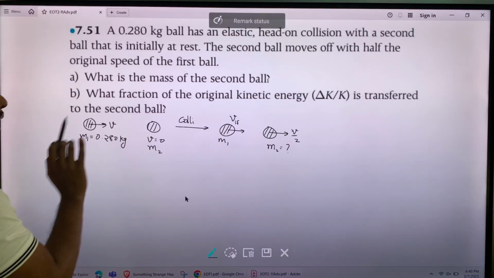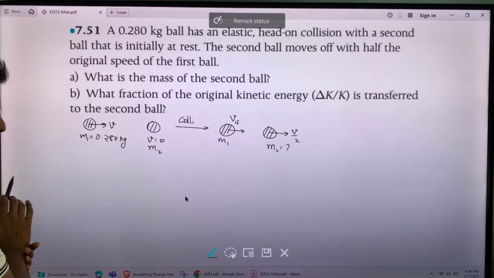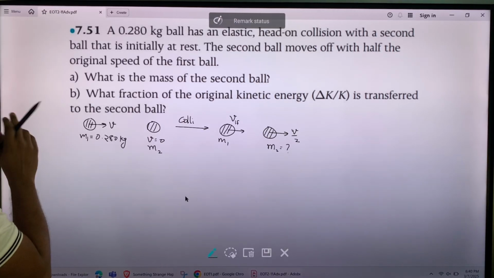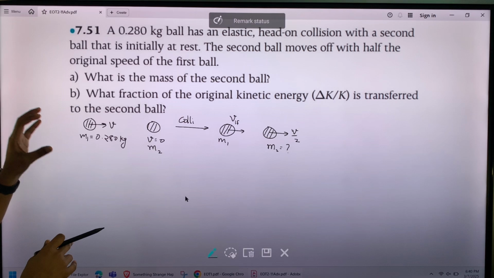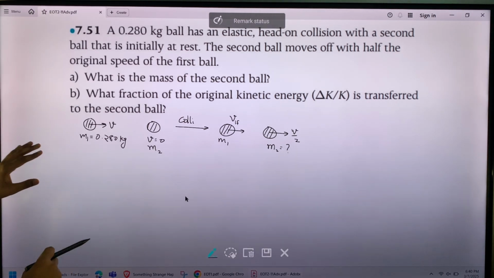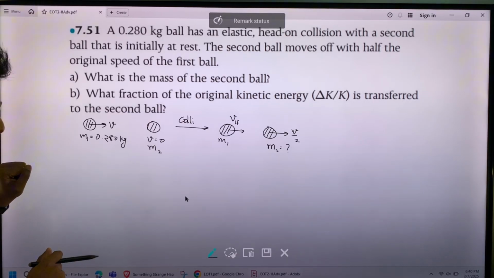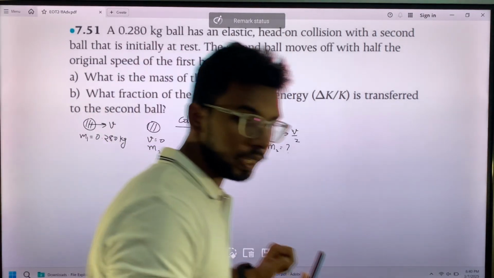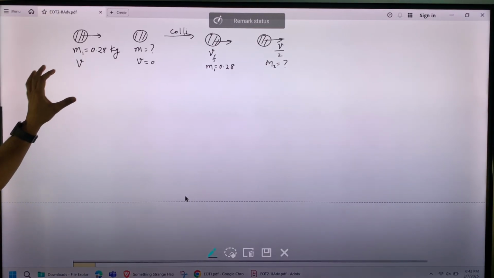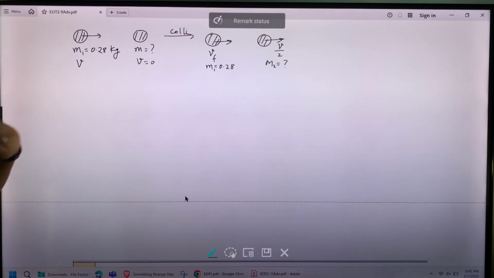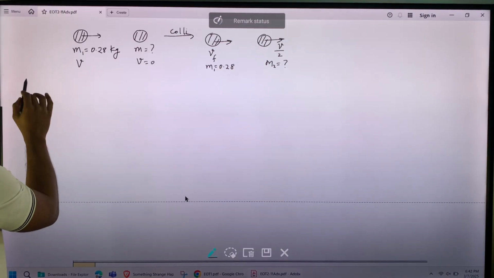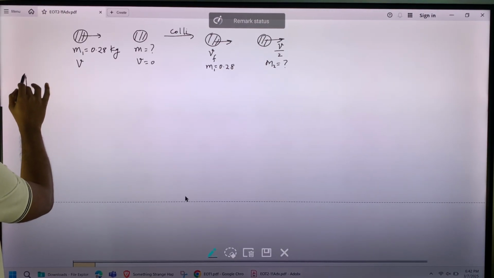The first, it's an elastic collision. So what we will do, we will try to do the momentum conservation. So whenever there is elastic collision, we do momentum conservation and then we do kinetic energy conservation. Okay, I'll try to get some more space here. Okay, so what we are going to do is basically try to solve this. It's an elastic collision, so we can do two things. One is momentum conservation, another is kinetic energy conservation. So first do the momentum conservation.